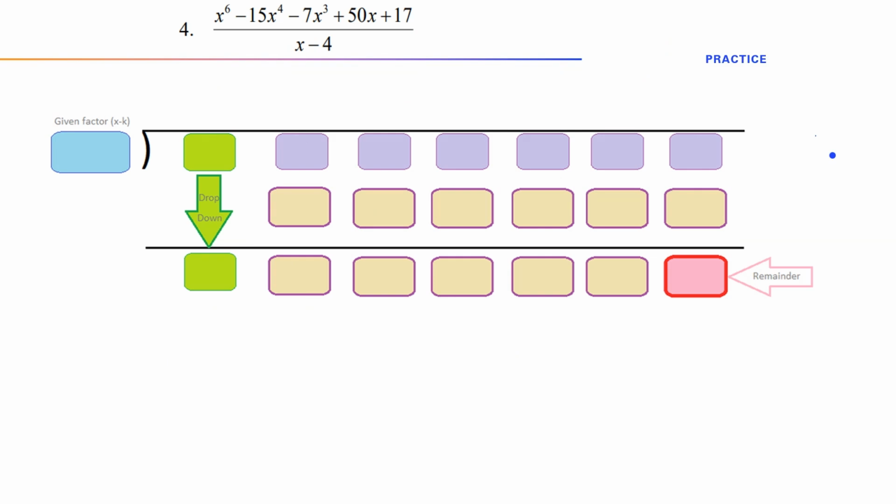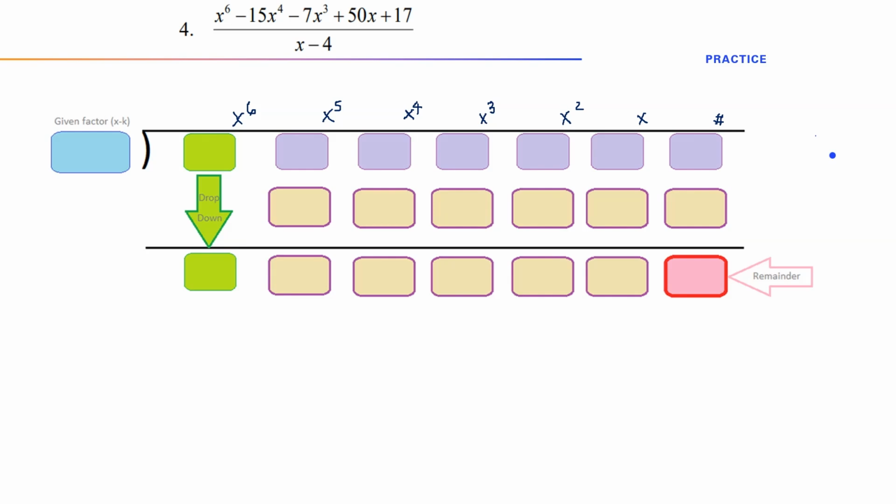Alright, so for this one, remember the highest degree is the power of 6. So we have to write down all the terms in order of the degree decreasing. So x to the power of 6, x to the power of 5, x to the power of 4, x to the power of 3, x squared, x, and then the number is x to the power of 0, right?